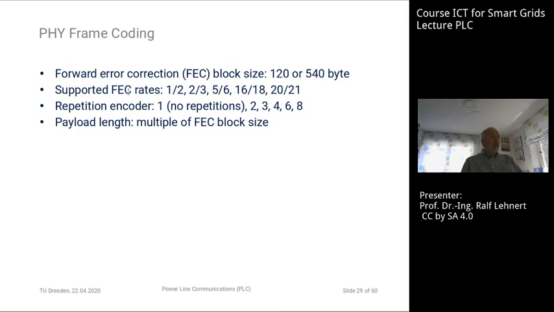Also, the error correction rates, more correctly, can produce different overhead. 1/2 means 50% overhead. 20/21 is about 5% overhead. And there are also repetition mechanisms. There is a repetition encoder which can do repetitions, up to 8 repetitions are possible. And typically the payload is a multiple of the FEC block size.